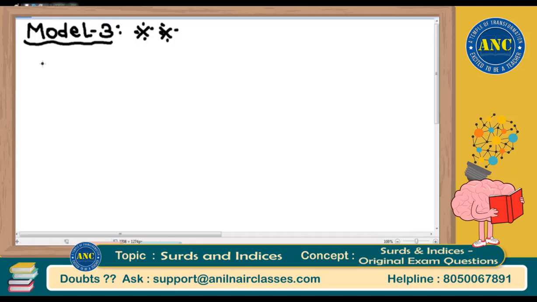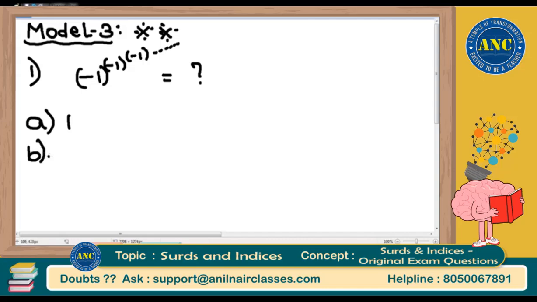Listen carefully, sir. I am starting with the first question, an easy question. Minus 1 to the power of, minus 1 to the power of, minus 1 to the power of, and like that it will keep continuing. I want to find this value. Options are: first, 1; second, minus 1; third, 2; fourth, minus 2.